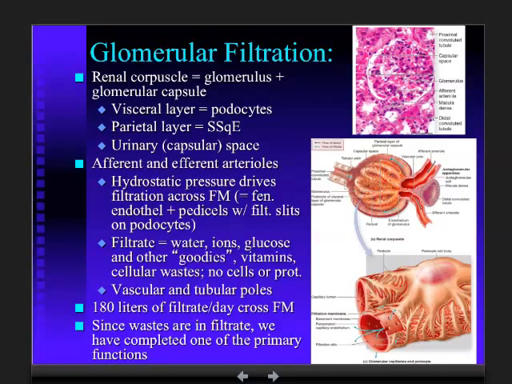Good? So that gets us to here. We've checked off one function. We've reduced the volume of filtrate significantly. Now we get to the loop of Henle.